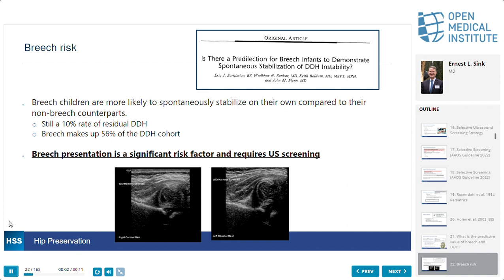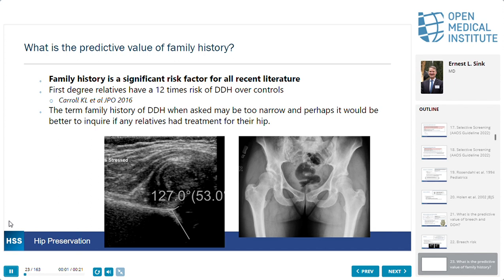Breech presentation is still a risk factor and requires ultrasound screening. So if you know the patient is breech, they should be ultrasound screened. Family history is a significant risk factor in all recent literature. I did a recent literature search. Family history still is. First degree relatives have a 12 times risk of DDH over the controls.